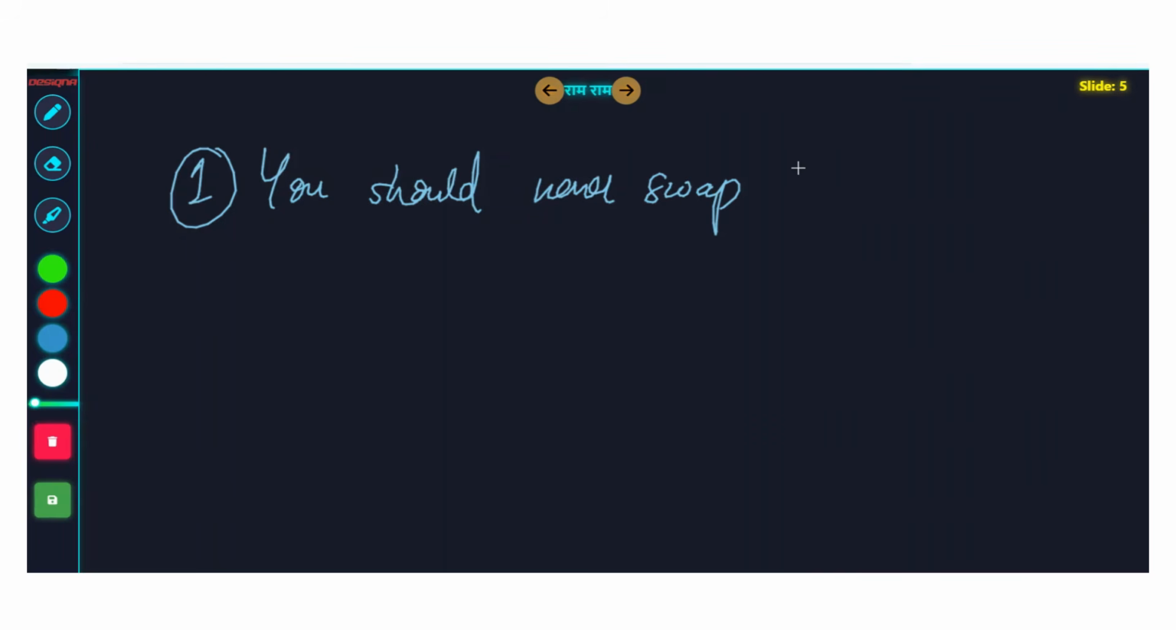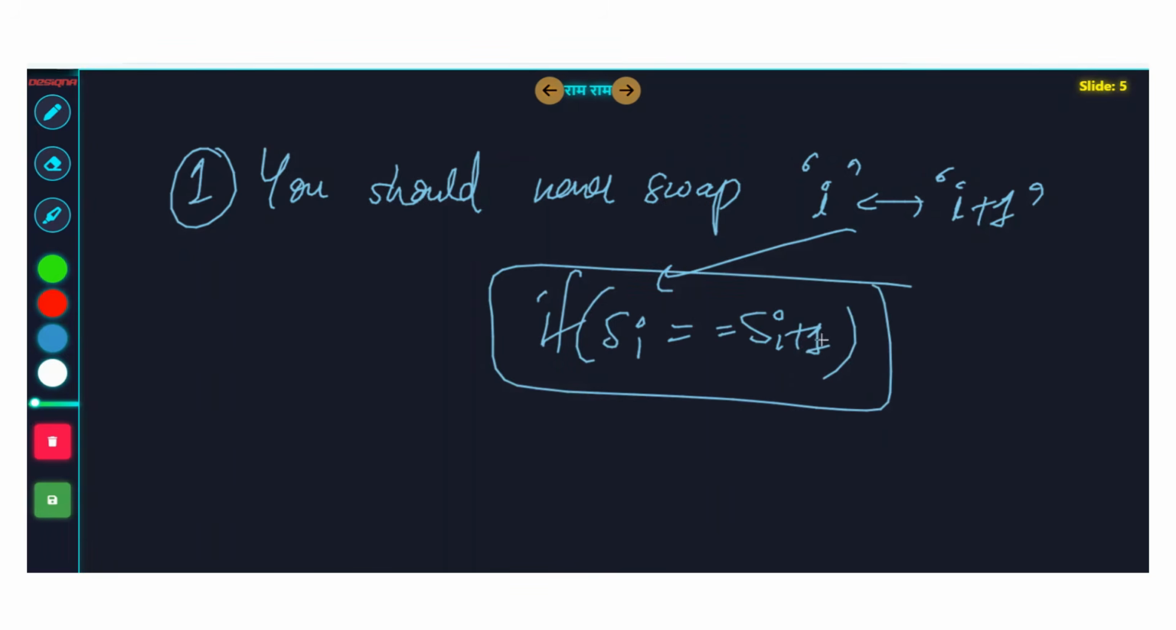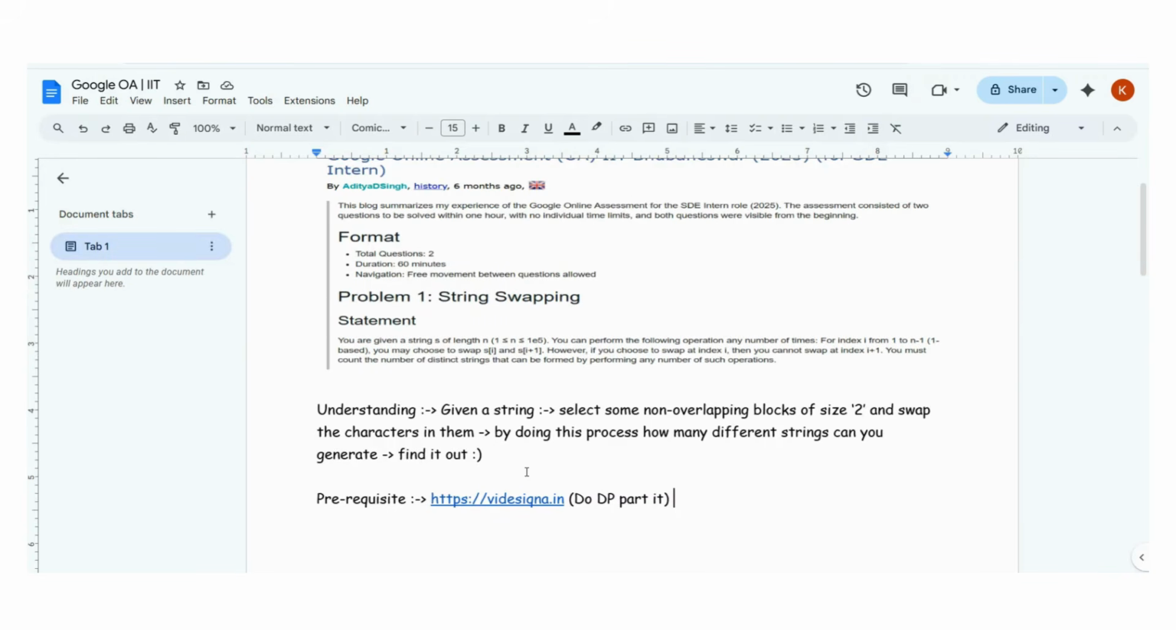You should never swap I with I plus 1 if both of them are same. If S of I is equal to S of I plus 1, in that case, you should never swap. So let's say you have a string B, C, A, C, D. If you try to select this block of size 2 and try to swap, you're gonna get the same string only. So the first observation is pretty clear, right? Observation 1. Trick 1. Let me write it as trick 1.